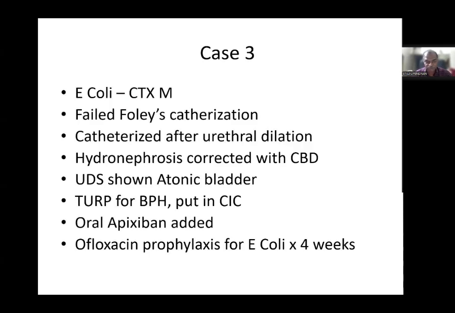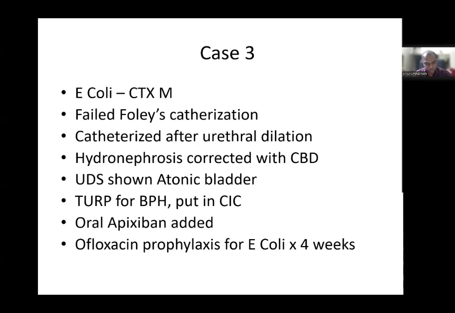Case 3 was a post-transplant patient from whose urine we grew CTX-M gene positive E. coli. He had a failed Foley's catheterization, as he had a stricture as well as a prostatic hypertrophy. We had to catheterize him after urethral dilatation. He had hydronephrosis, which was corrected by continuous bladder drainage. UDS showed an atonic bladder as well as an obstruction.